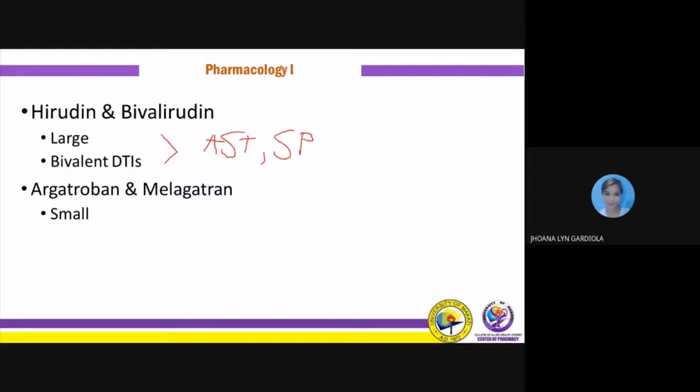While argatroban and melagatran, they are small molecules that bind only at the thrombin active site. Hirudin and bivalirudin, they bind at the active site of thrombin and substrate recognition site, while the argatroban and melagatran, they bind at the thrombin active site or active site of thrombin.